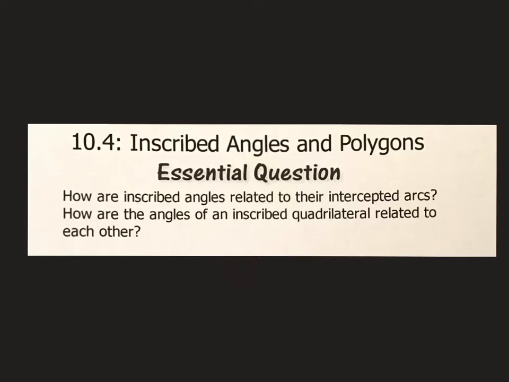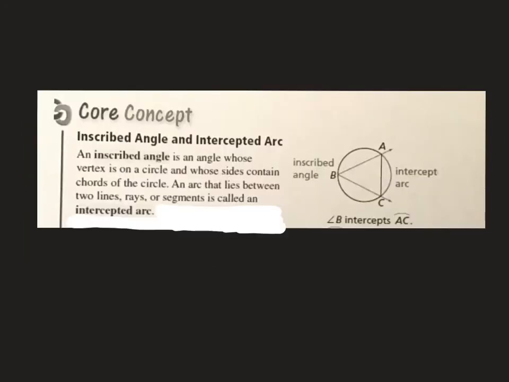Okay, so continuing on with our circles today, we are looking at inscribed angles and polygons within our circle. Inscribed just means it's going to be inside of the circle. So all of the points, all the vertices, everything are going to lie on the edge of the circle. So, inscribed angles and intercepted arcs.